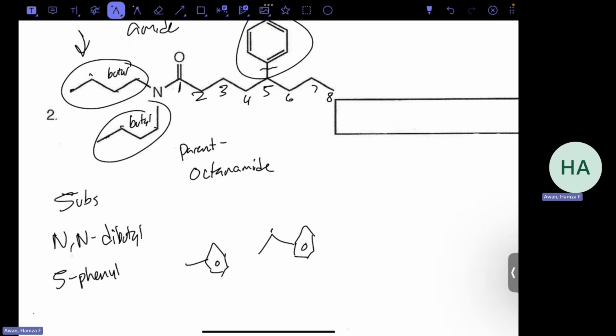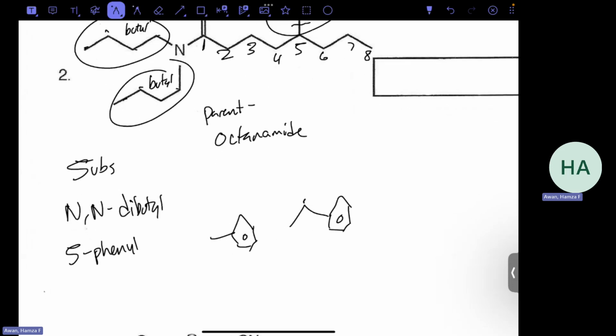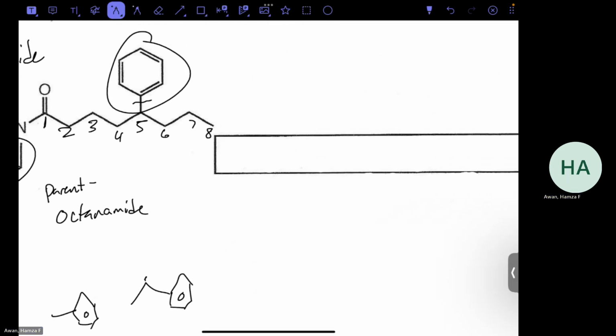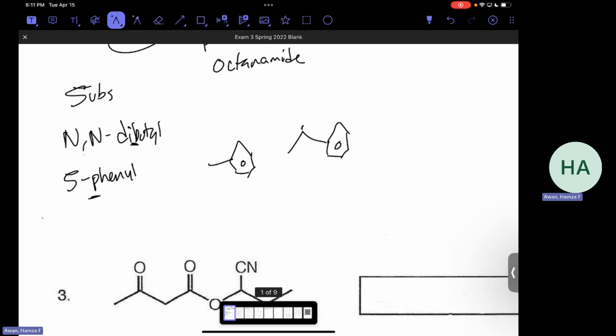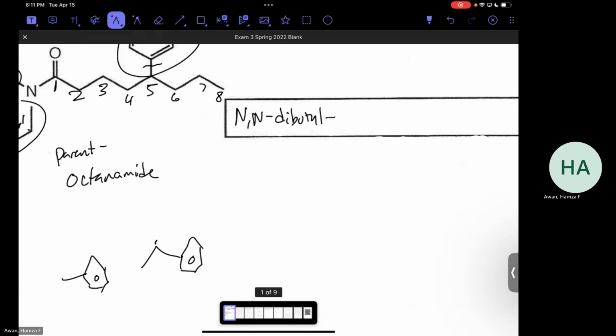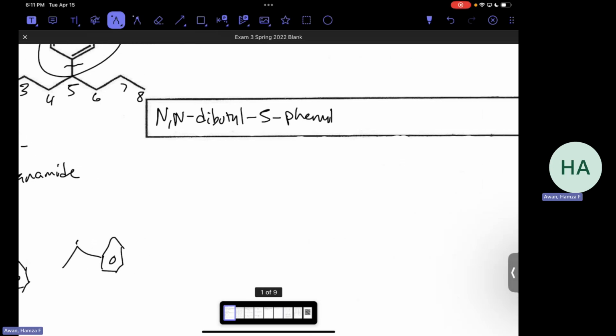So whenever we put it all together, we'll use the same structure as before. We're going to go by alphabetical order. So butyl comes before phenyl. So we're going to start with the N,N-dibutyl. So N comma N dibutyl, and then 5-phenyl, and then we'll add octanamide.